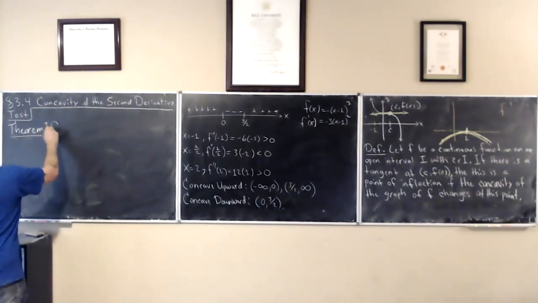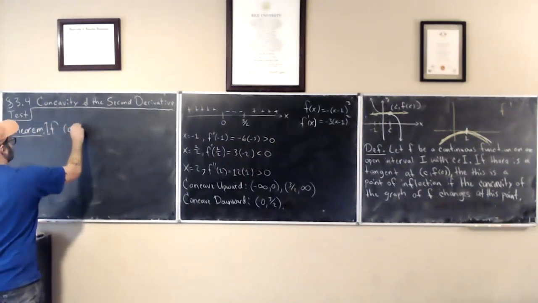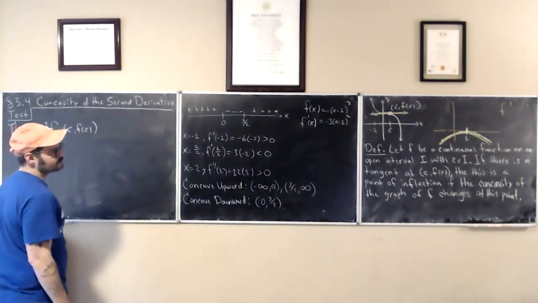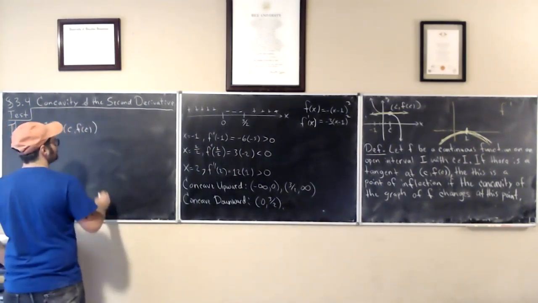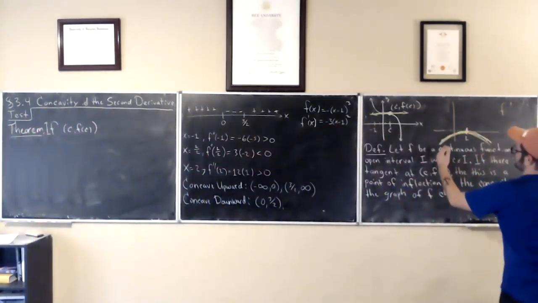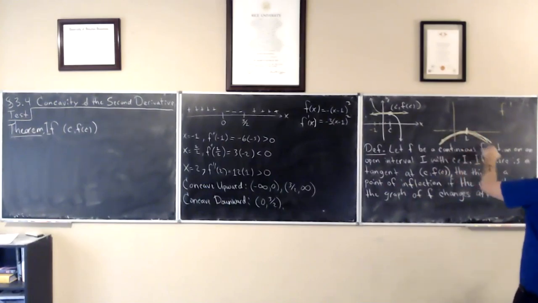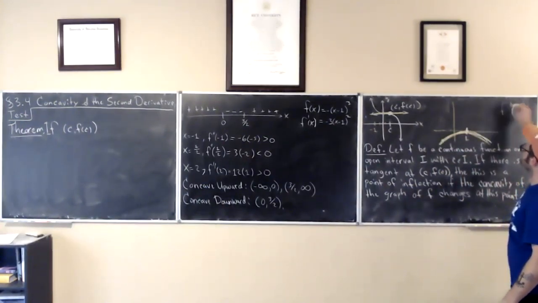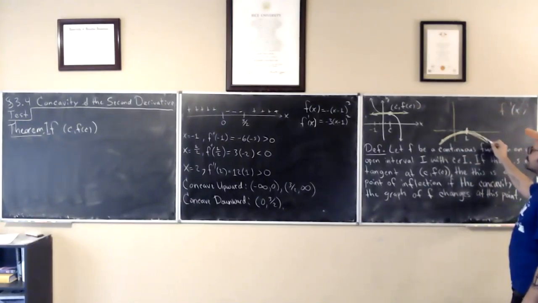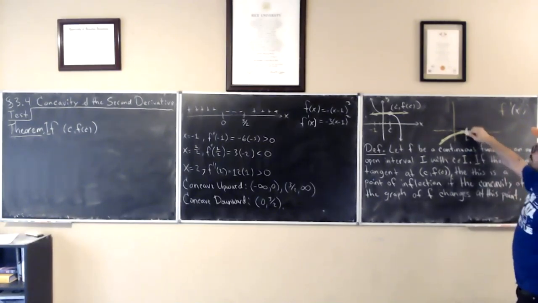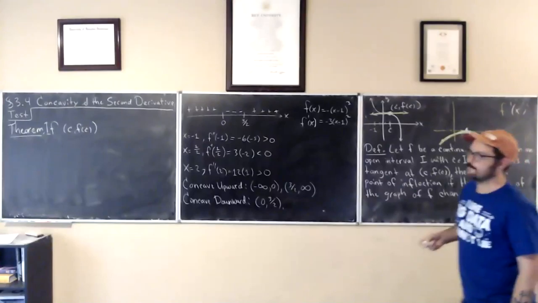So if (c, f(c)), so if we look at this, right, increasing, increasing, increasing, decreasing, right? This is the derivative. Increasing, increasing, increasing, and then decreasing, right? Which means that is an extreme, that's a critical number of that function, right?